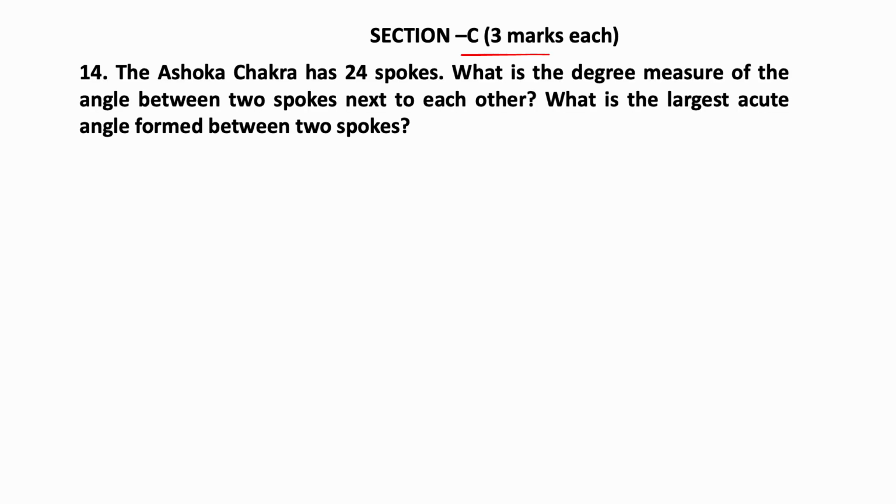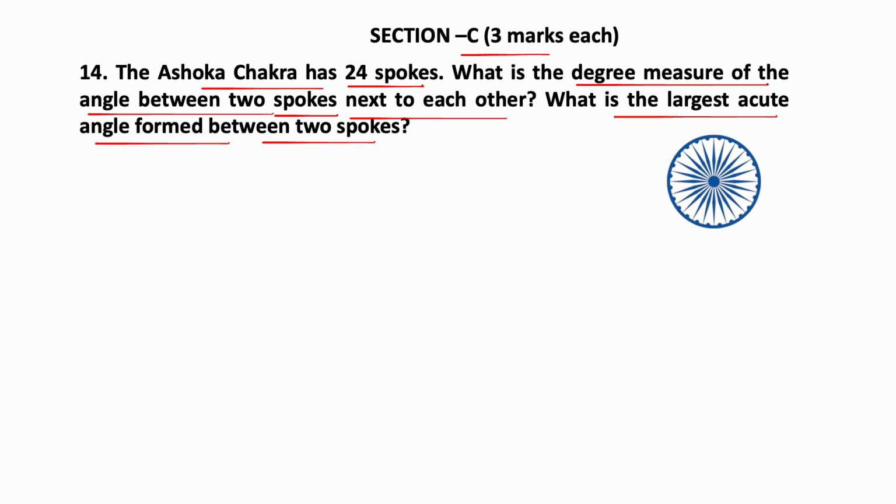Section C, 3 marks each. The Ashoka Chakra has 24 spokes. What is the degree measure of the angle between two spokes next to each other? What is the largest acute angle formed between two spokes? See, this is your Ashoka Chakra. It has 24 spokes. We have to find the degree measure of the angle between two spokes next to each other. See, one full circle is 360 degree.